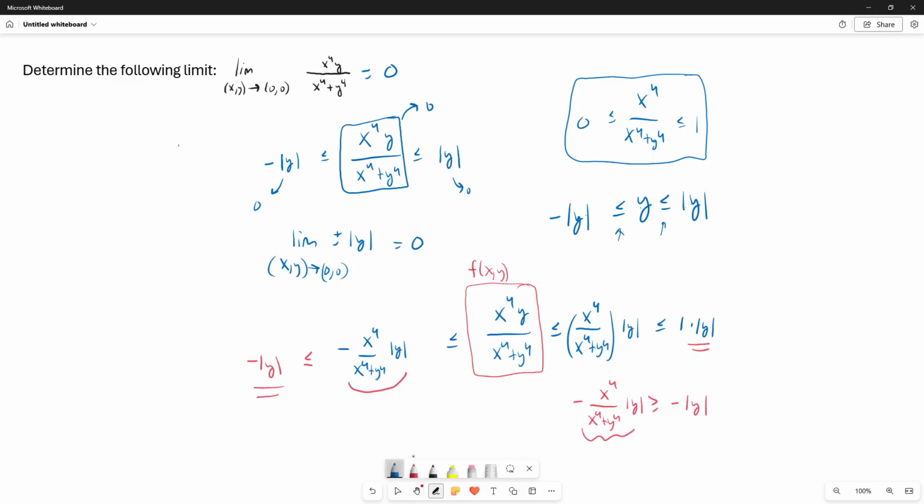And then the limit as (x, y) goes to (0, 0) of plus or minus absolute value of y is 0. And so that means that the limit as (x, y) goes to (0, 0) of our original function, x to the fourth y over x to the fourth plus y to the fourth, equals 0 as well, by the Squeeze Theorem.